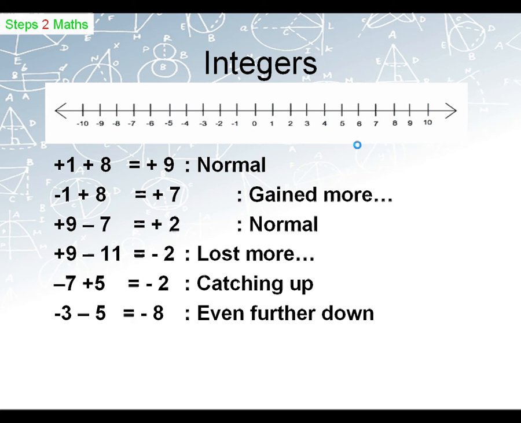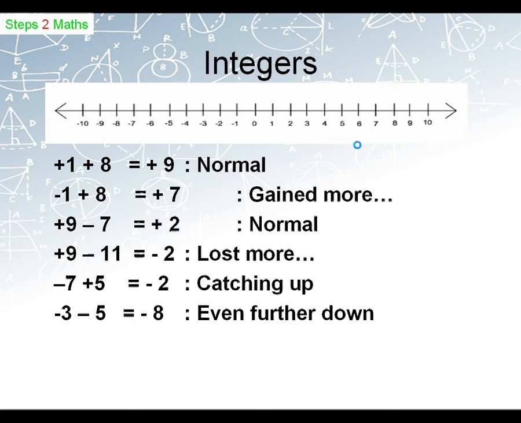So if you were 9 points ahead and you lost 11 points, you now know that you're behind. And if you start at the number 9 and you count down 11, you'll find you're at -2. You're 2 points behind. The note that I have there is to say that you've lost more, meaning you've lost more than you had. You've lost 11, which is more than you had, 9.